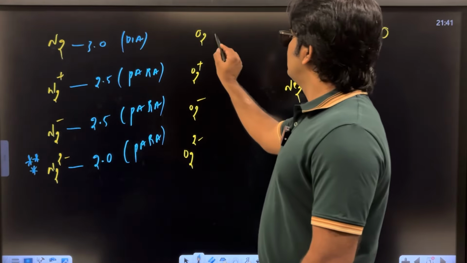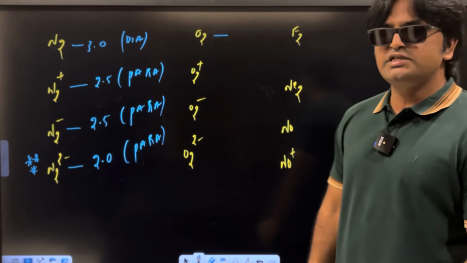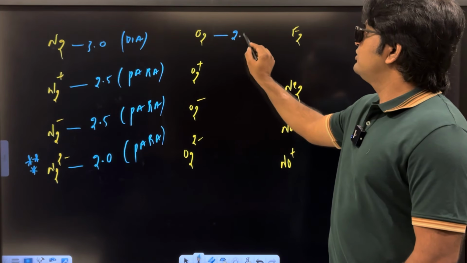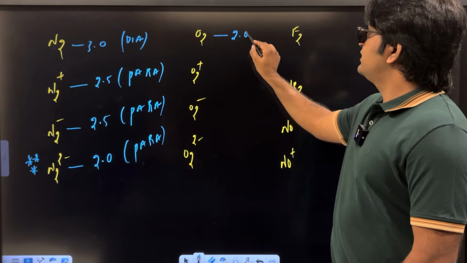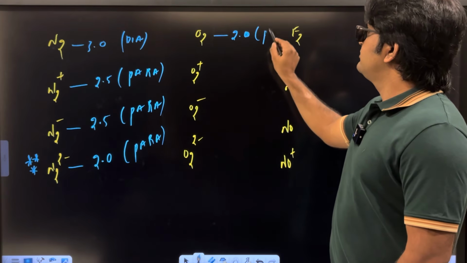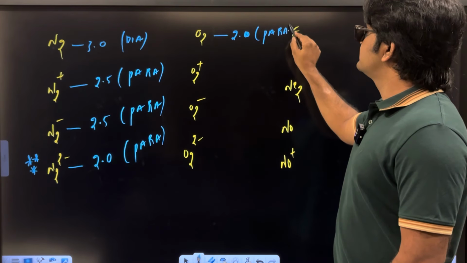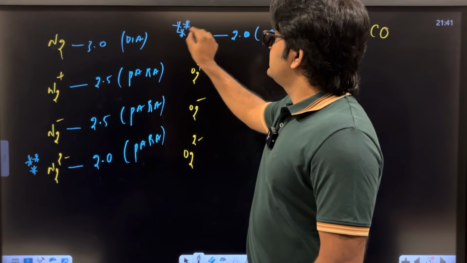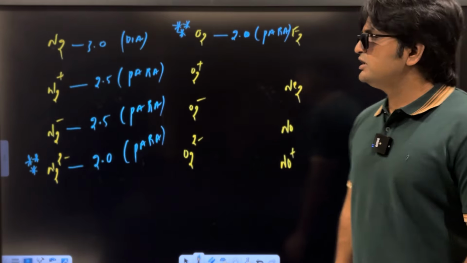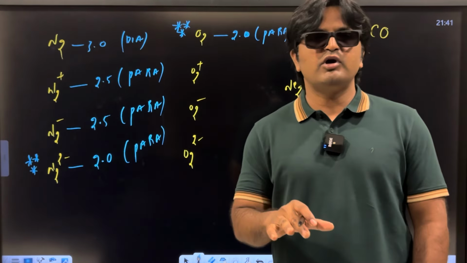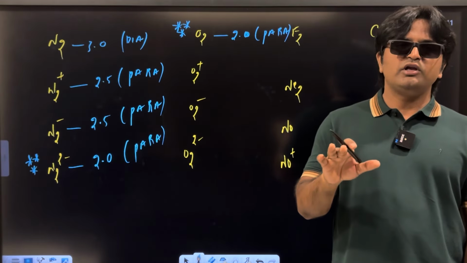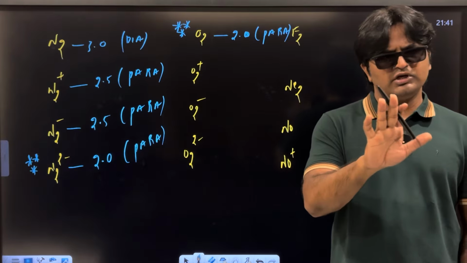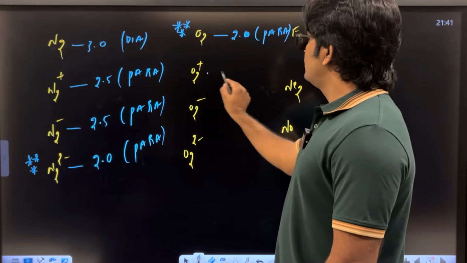Clear? Next one, O2. How many electrons are present? 16 electrons. What is the bond order value? 2.0. And what is the magnetic behavior? Your magnetic behavior is paramagnetic species. Why? Because we already know that all 16 electron species are paramagnetic in nature. So in general, in chemical bonding, they are giving diatomic molecules up to atomic number 10. Okay, right.